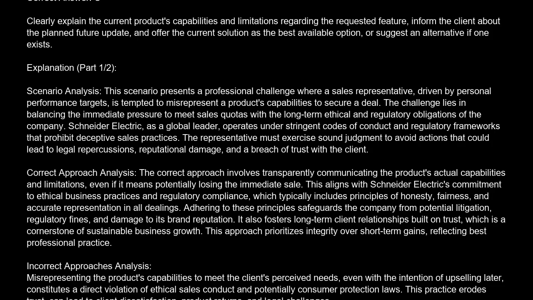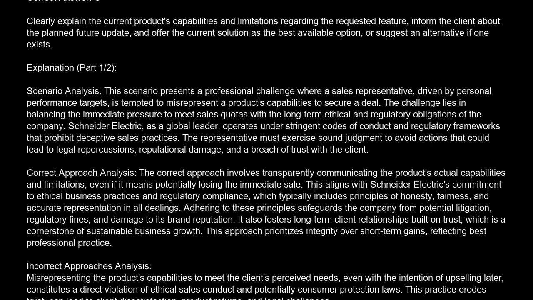The correct answer is C. Clearly explain the current product's capabilities and limitations regarding the requested feature, inform the client about the planned future update, and offer the current solution as the best available option, or suggest an alternative if one exists.